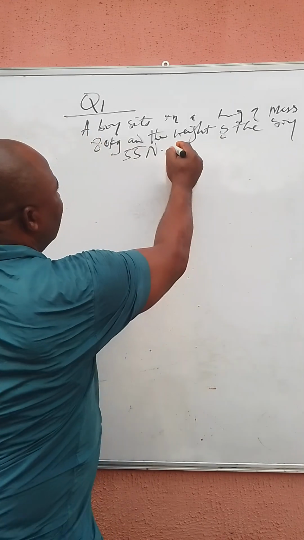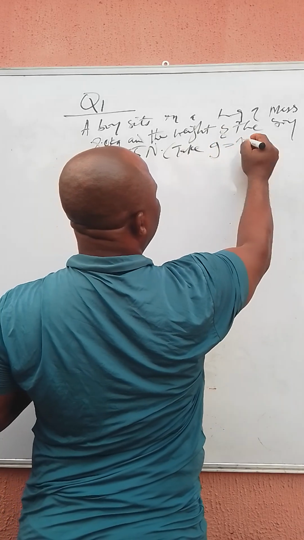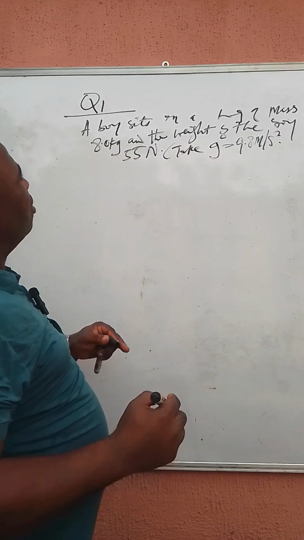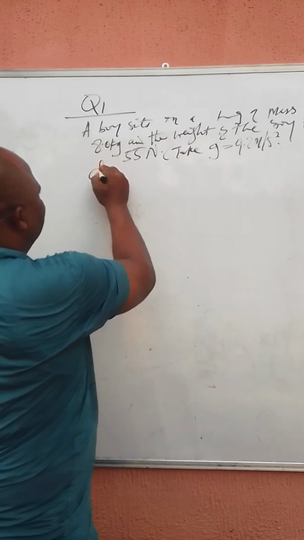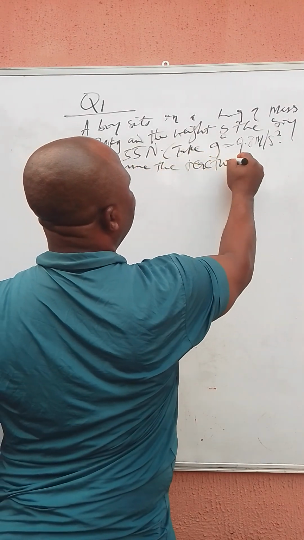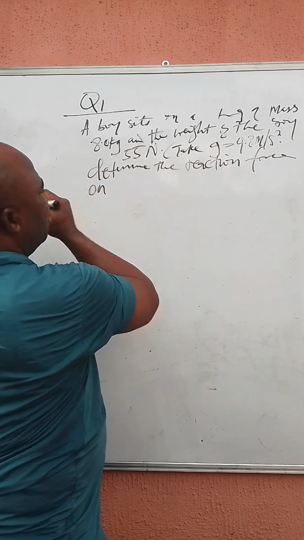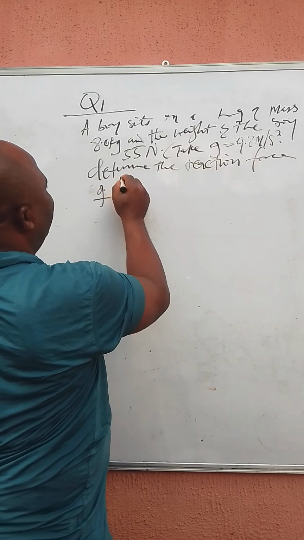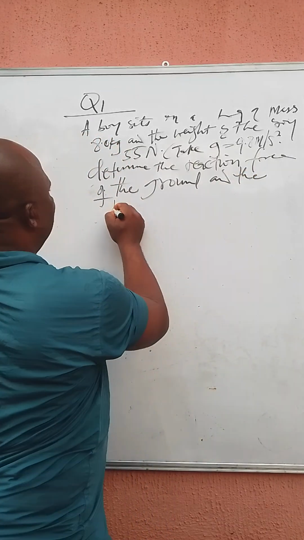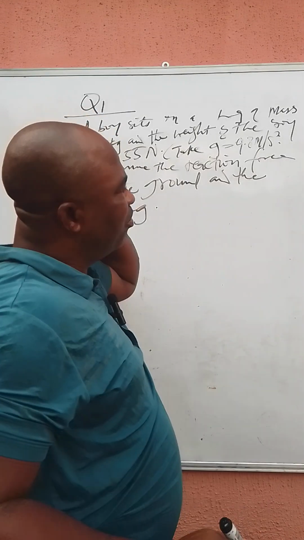So now we take acceleration due to gravity as 9.8 meters per second square. Now, the question is that you should determine the reaction force of the ground and the log. So this is what we are asked to determine. Now, it's very, very simple.